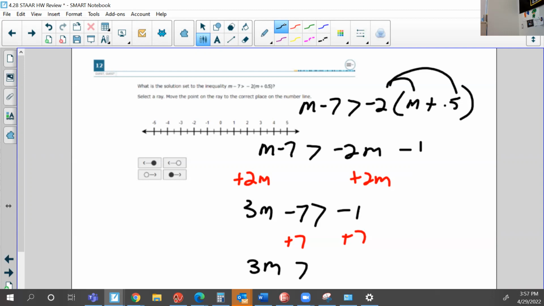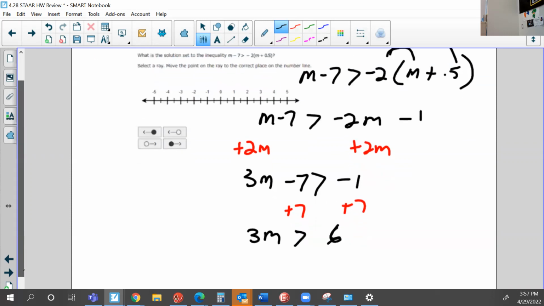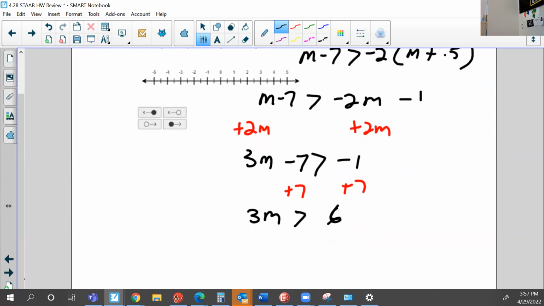And then negative 1 plus 7 is, I'm just tired. Okay, and so now I'm dividing both sides by 3, so that gives me m is greater than 2.